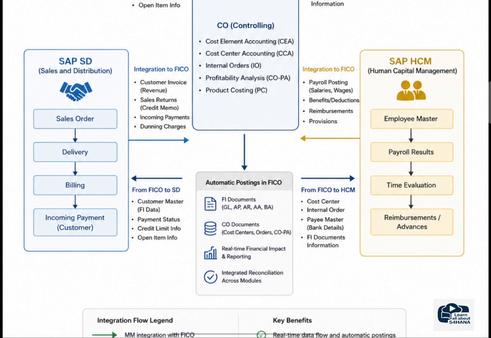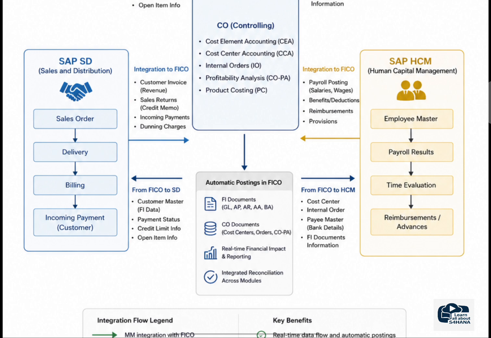So the next process is the incoming payment. The customer has to pay, right? After creating a bill, the customer has to pay. So here the bank account gets debit and the customer account is updated as credit. So this is how SAP SD is integrated with SAP FICO.